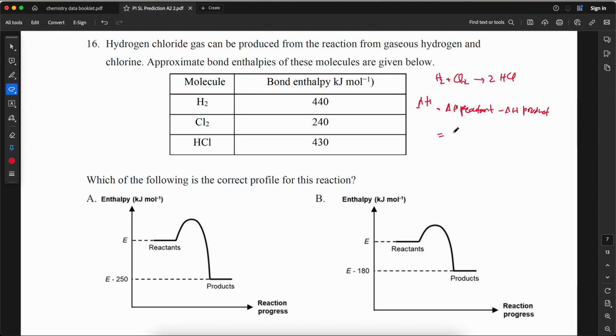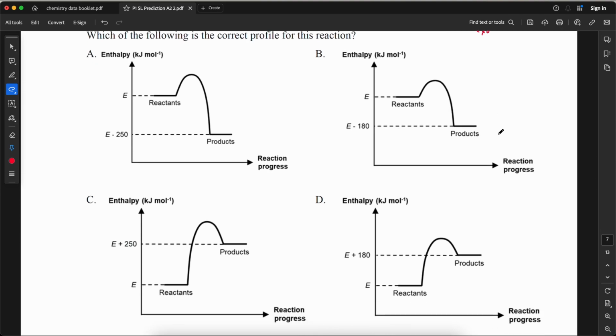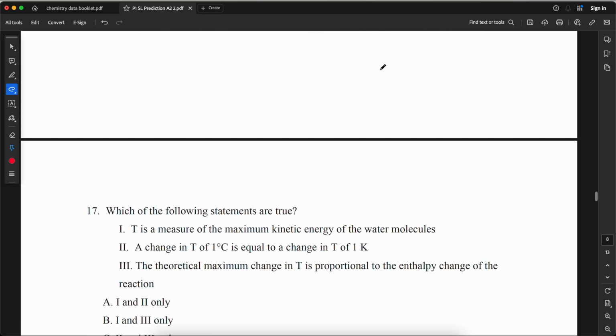So 440 plus 240 minus 2 times 430, which is negative 180 kilojoule per mole. So it's exothermic. The answer will be B. This one is endothermic, this one is endothermic, this one is exothermic, but it's negative 250, not negative 180. That's why the answer is B.